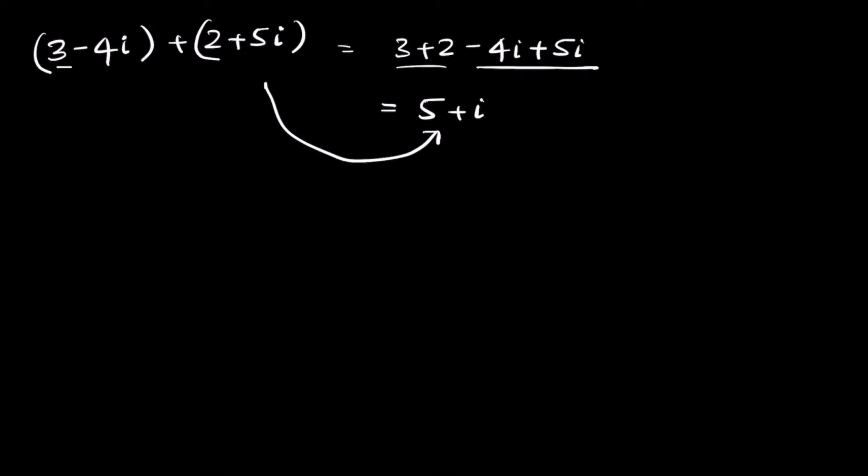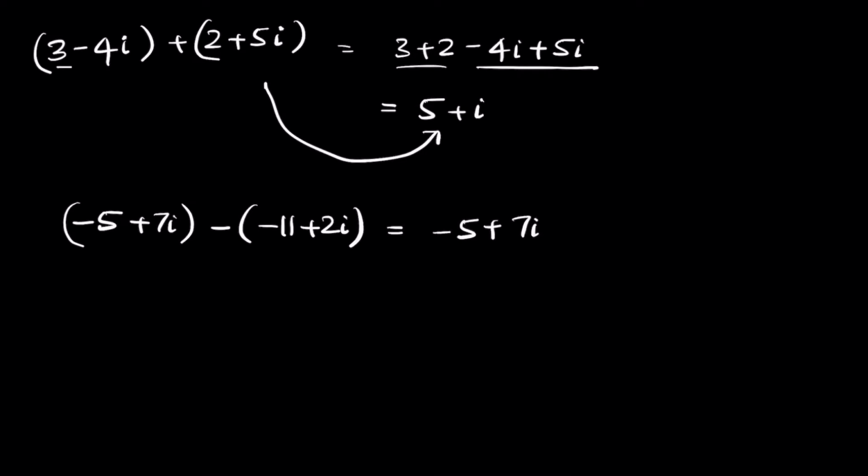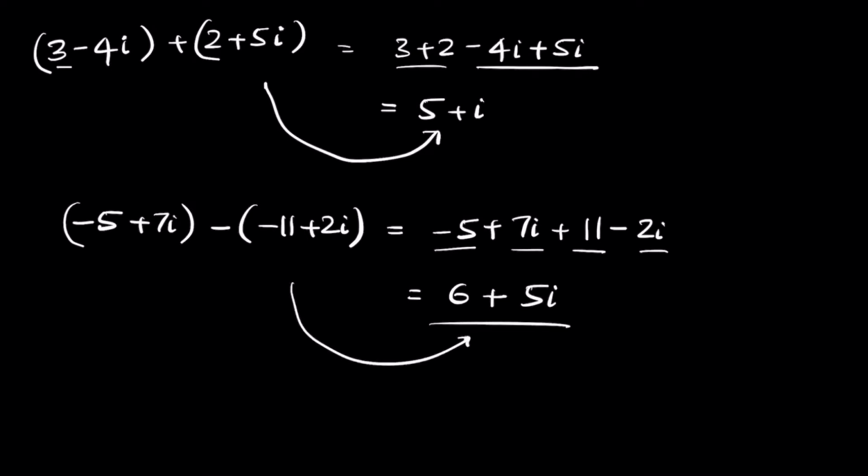Let's take another example. Let's say we have minus 5 plus 7i minus of minus 11 plus 2i. How would you solve this? First simplify and write it as the regular one. Minus 5 plus 7i. Next, minus into minus becomes plus 11. Minus into plus becomes minus 2i. Now add the like terms and unlike terms separately. So 11 minus 5 becomes 6, plus 7i minus 2i becomes 5i. So 6 plus 5i is the answer for this problem.